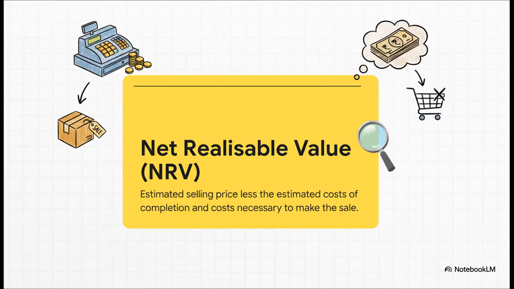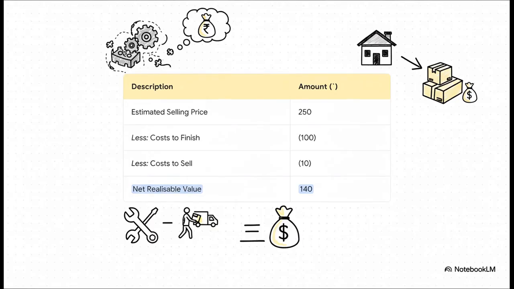Think of it like this. It's the selling price minus any more money you have to spend to finish the product and to actually make the sale happen. Let's look at a quick example to make this concrete.